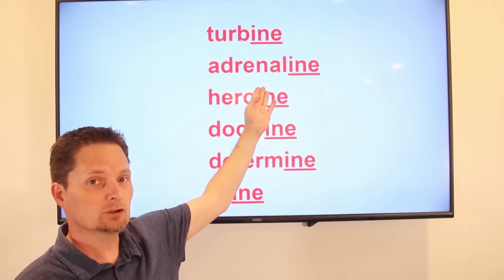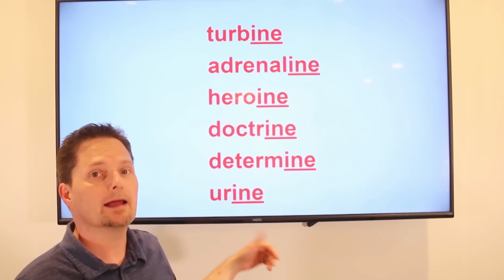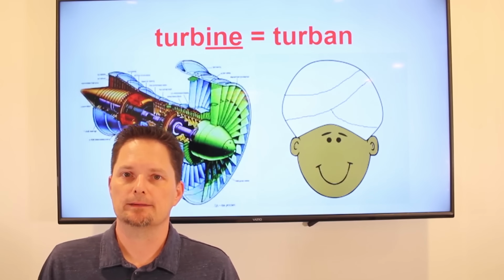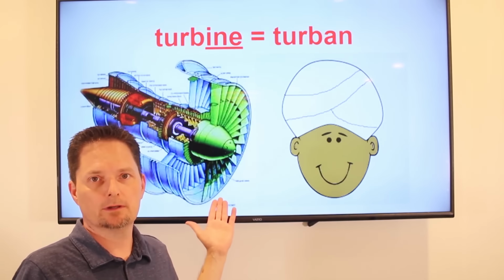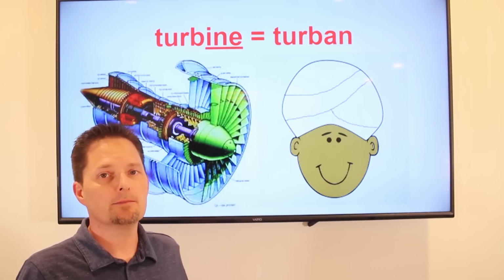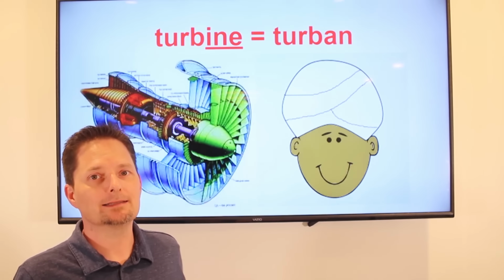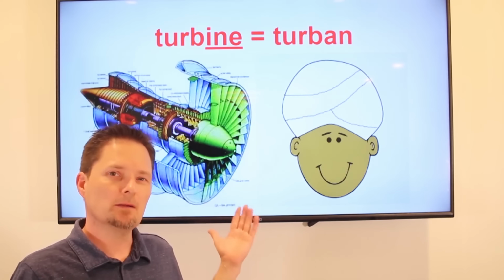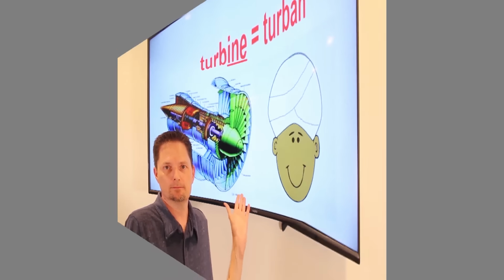Turban, adrenaline, heroine, doctrine, determine, and urine. Let's practice. These two words are pronounced exactly the same. Turban, he's wearing a turban, and turban. This is a turban. In America, it's more common to hear turban, but in England, they say turbine. Some people in America say turbine, but it's more common in America to say turban.